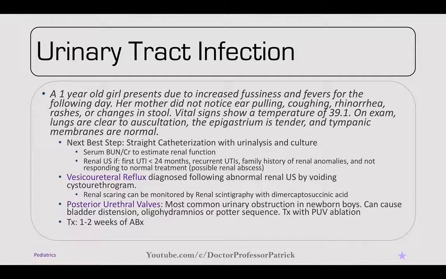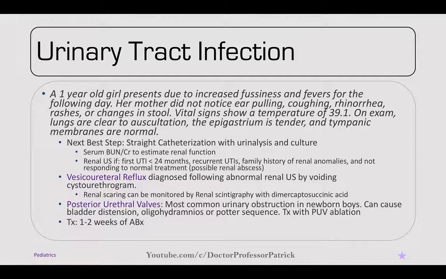So a common disorder here is vesicoureteral reflux. It can be diagnosed following an abnormal renal ultrasound by a voiding cystourethrogram. So renal scarring can be monitored by renal scintigraphy or dimercaptosuccinic acid.